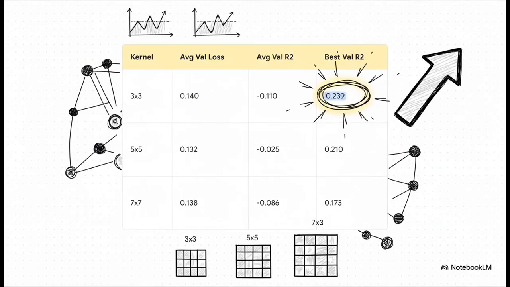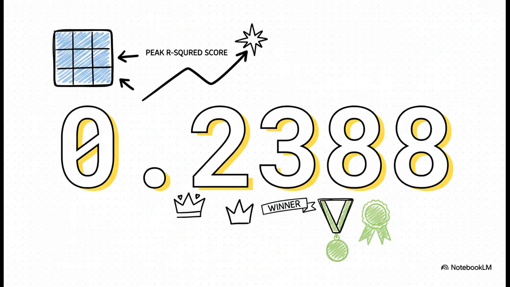Now, the graphs give us a pretty good idea, but this table has the cold, hard numbers. And listen, the most important column here is the one all the way on the right, best val R2. This is the final exam, the best score each model got on data it had never, ever seen before. So, who took home the prize? And there's our answer. The winner, with a top R-squared score of almost 0.24, is the model that used the smallest 3x3 kernel. It wasn't a total landslide, but it was definitely the clear winner.